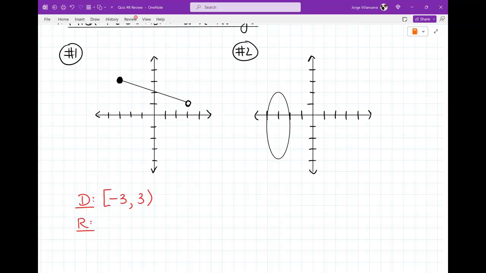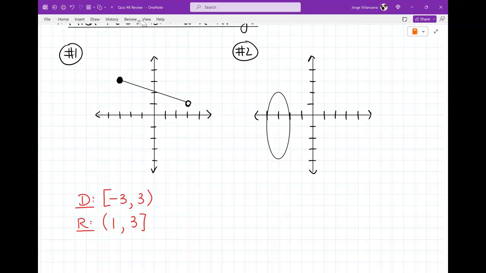Range, how low did it go? +1, does it include it? No. To how high? +3, okay? So it's basically from here to here, right? From 1 to 3, you just had to tell me, was it including the 1, was it including the 3, right? So there you go. There's your domain and range, okay?